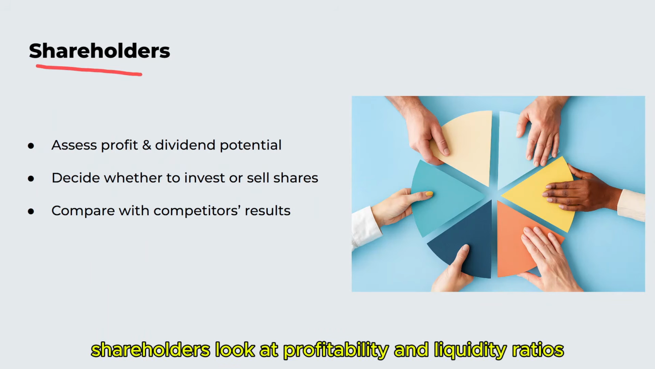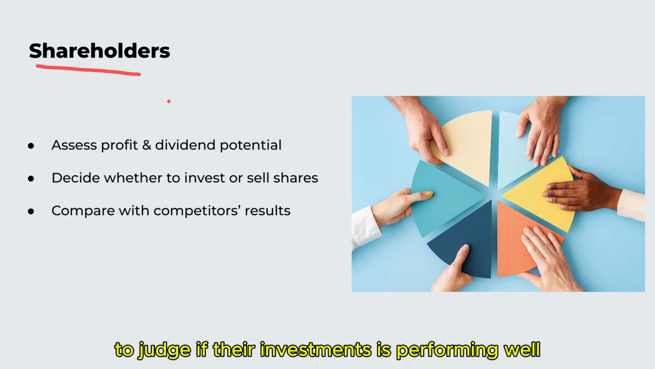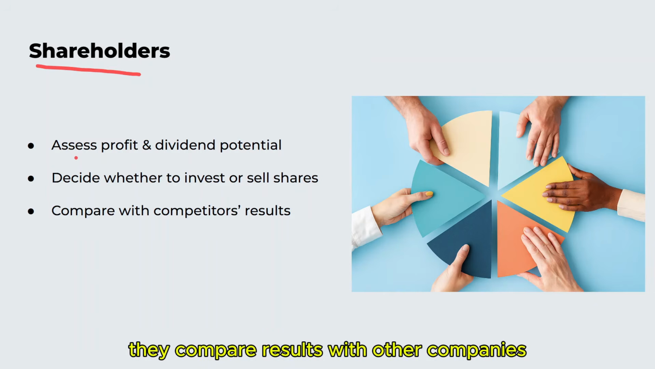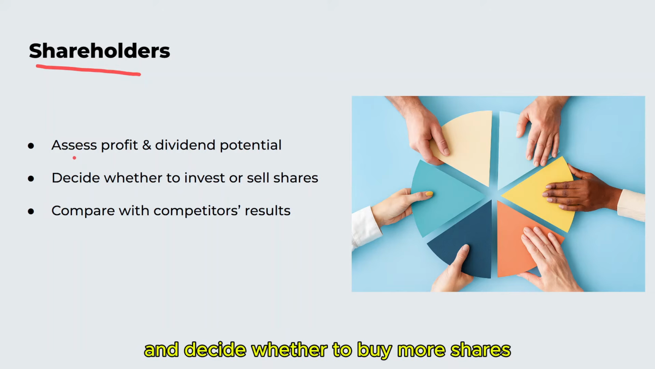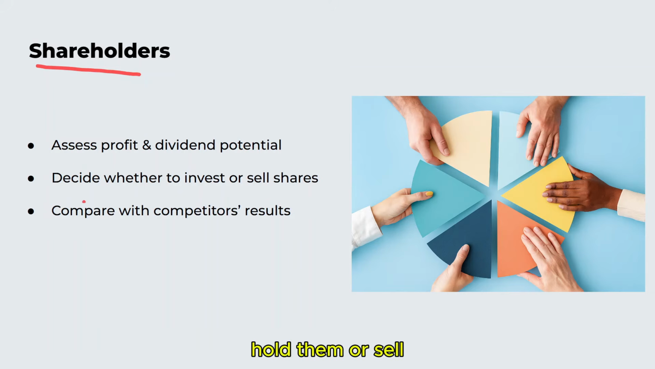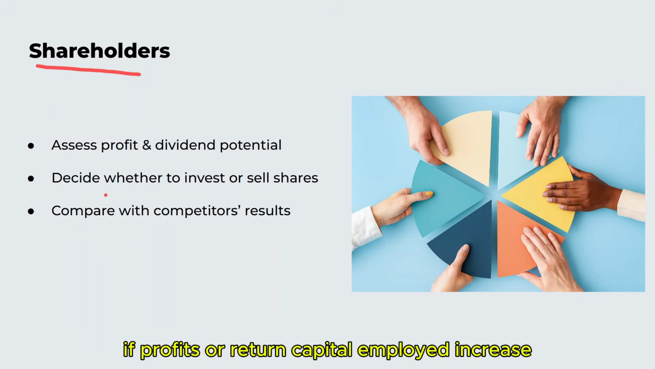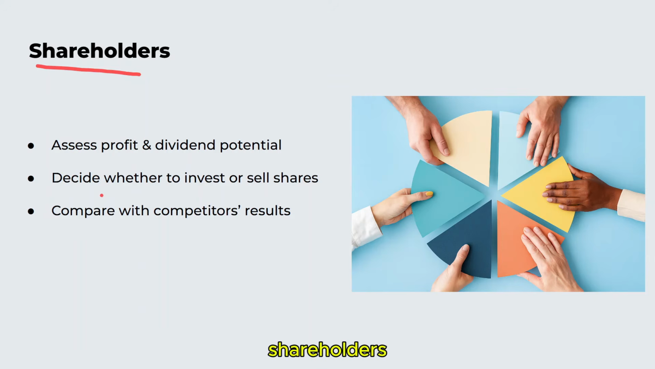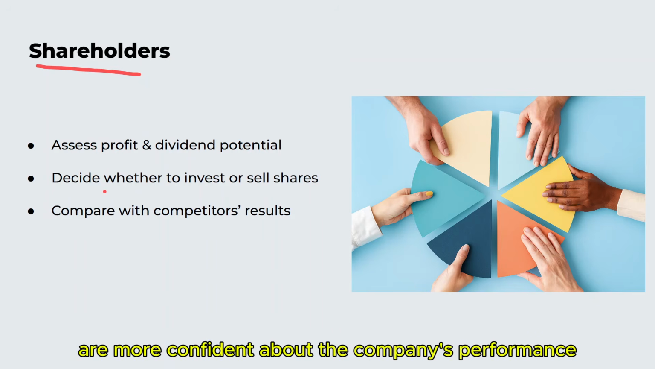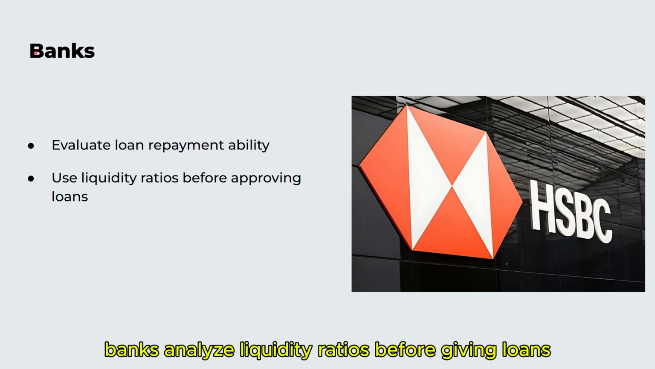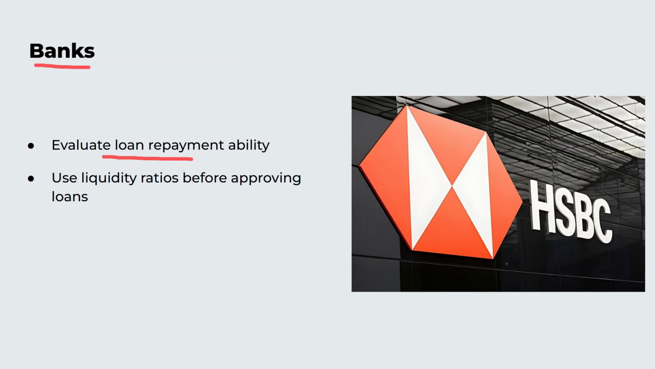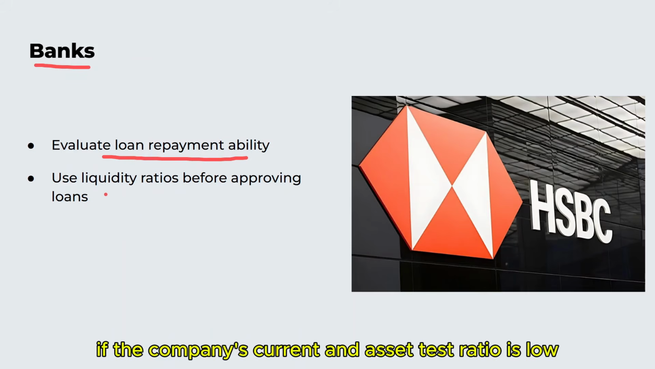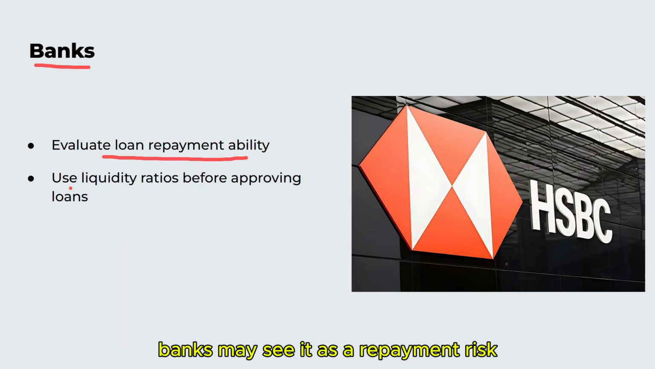Shareholders look at profitability and liquidity ratios to judge if the investment is performing well. They compare results with other companies and decide whether to buy more shares, hold them, or sell. If profits or return on capital employed increase, shareholders are more confident about the company's performance. Banks analyze liquidity ratios before giving loans. If the company's current and acid test ratio is low, banks may see it as a repayment risk. Healthy liquidity reassures lenders that the business can pay interest and installments on time.